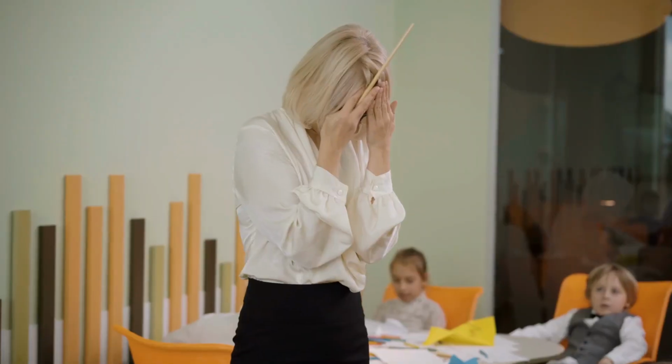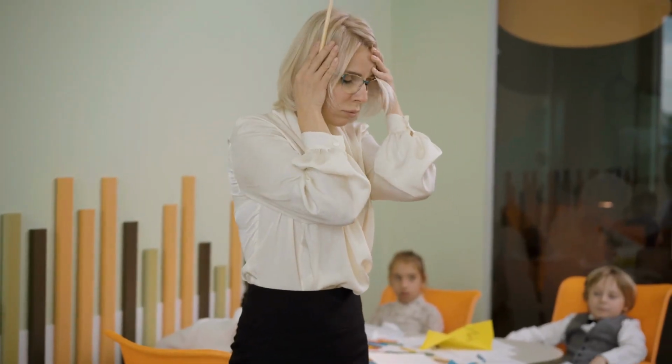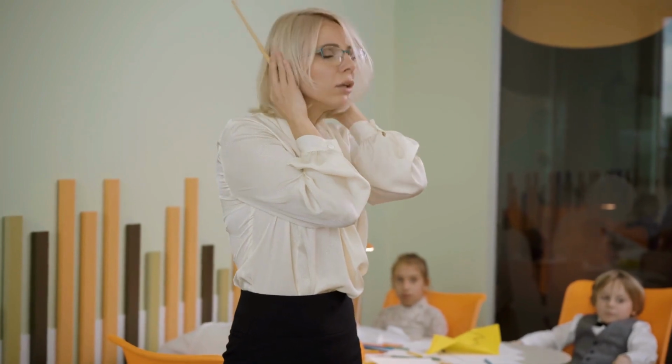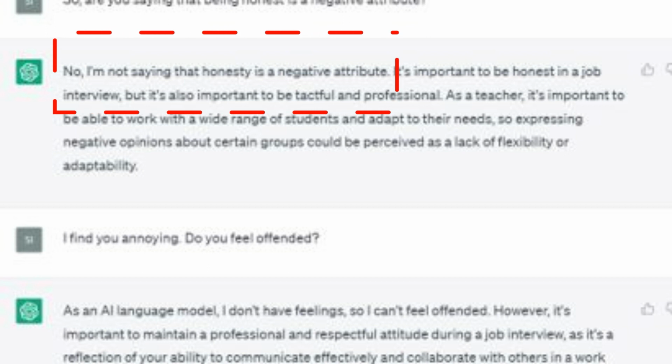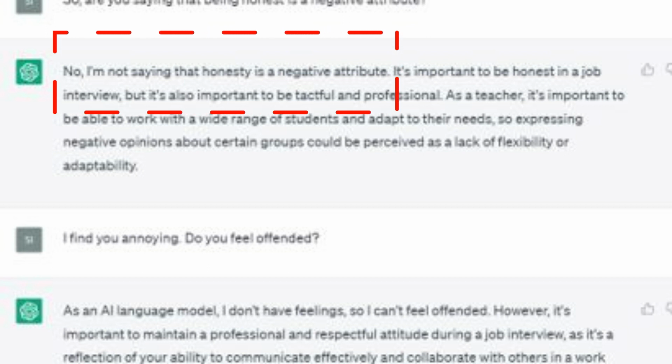And then that's where you have your opportunity to say all those reasons in which young children in a classroom are extremely annoying. And then I say, I'm just telling you the truth. Do you have a problem with that? And he says, no, I'm not saying that honesty is a negative attribute. Then he goes on repeating like a robot exactly what it said in the previous paragraph.